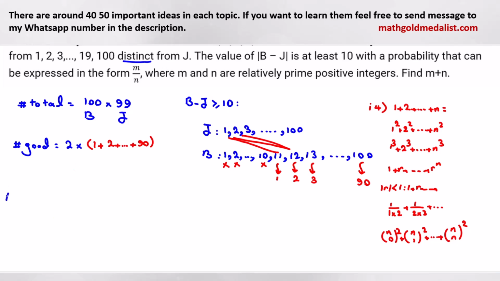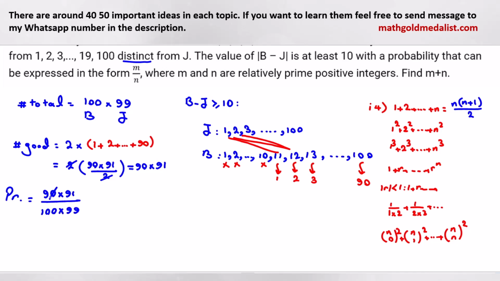Now we want to calculate the probability. It is equal to 2. By the first identity, this one is n times n plus 1 over 2. Because we have multiplied by 2, let's write 2 times 90 times 91 over 2 by the formula. We can cancel 2, so it will be 90 times 91. Now if you divide, it will be 90 times 91 over 100 times 99. So you can cancel 11, so it will be 91 over 101.